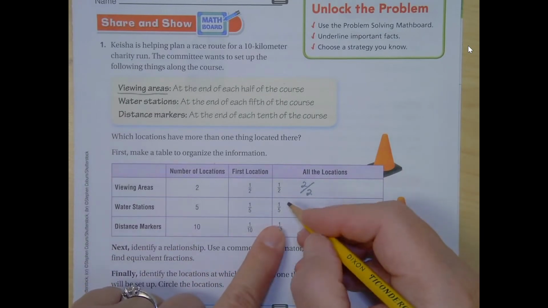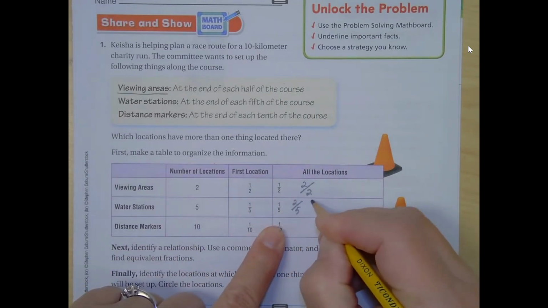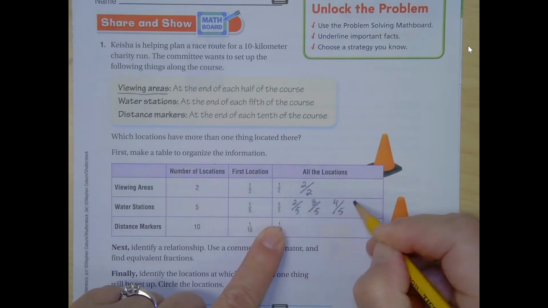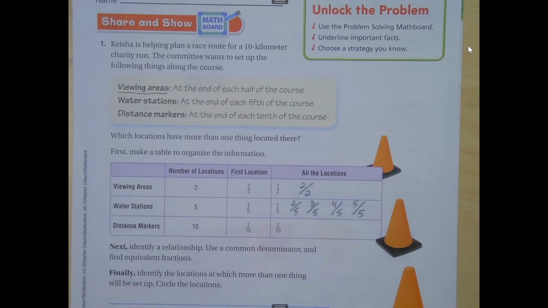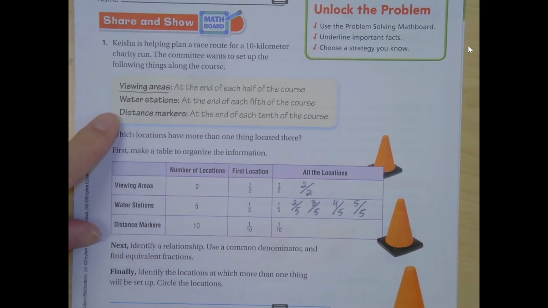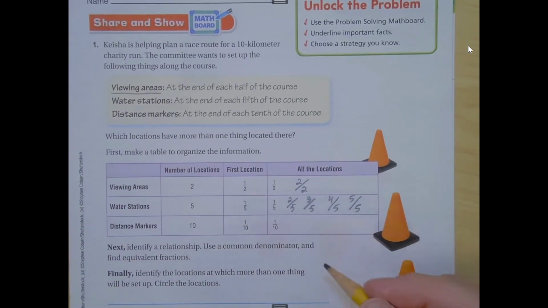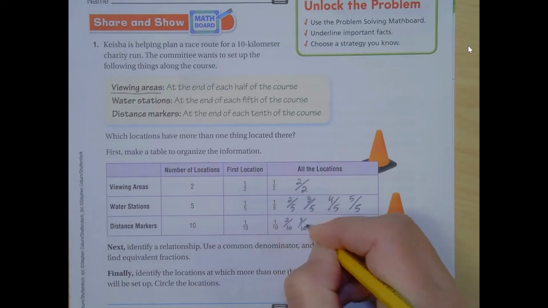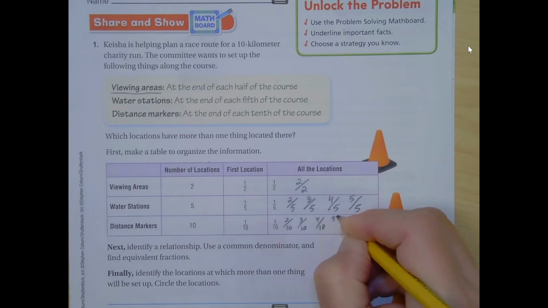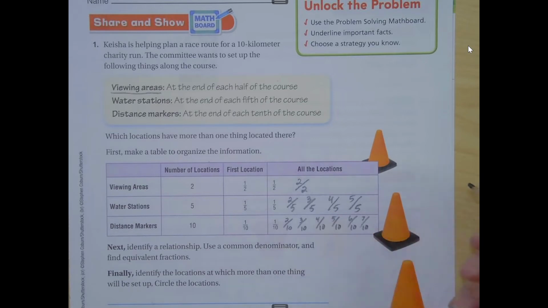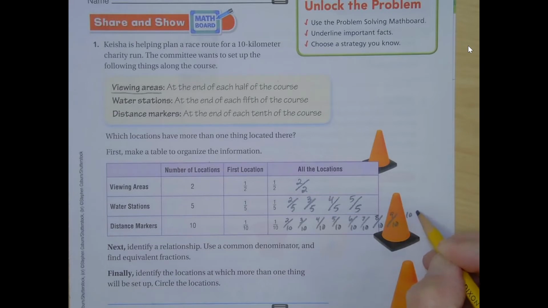Water stations are going to be at each 1/5 of the course. So we've got 1/5, 2/5, 3/5, 4/5, 5/5. Then at every 10th of the course, we're going to have some distance markers. So we've got 1/10, 2/10, 3/10, 4/10, 5/10, 6/10, 7/10, I'm out of room, 8/10, 9/10, and 10/10.